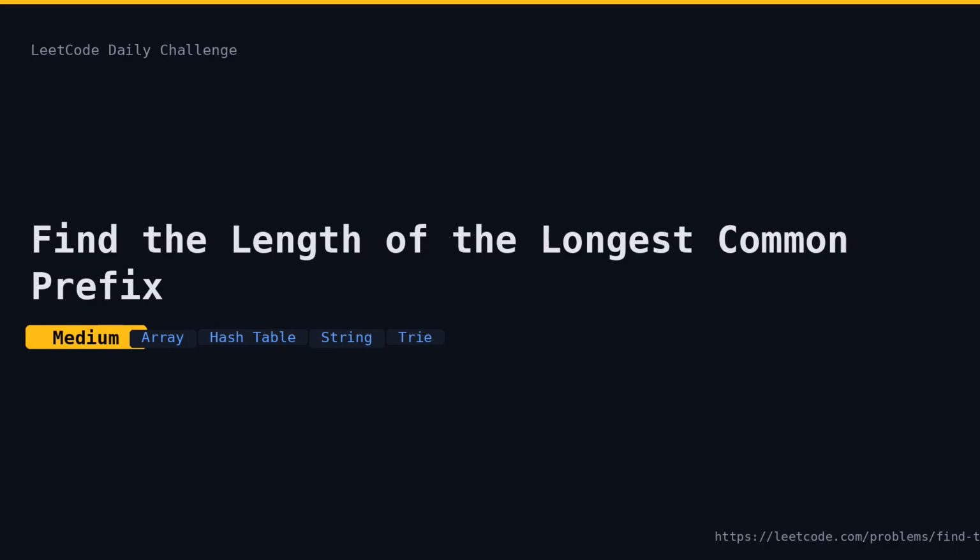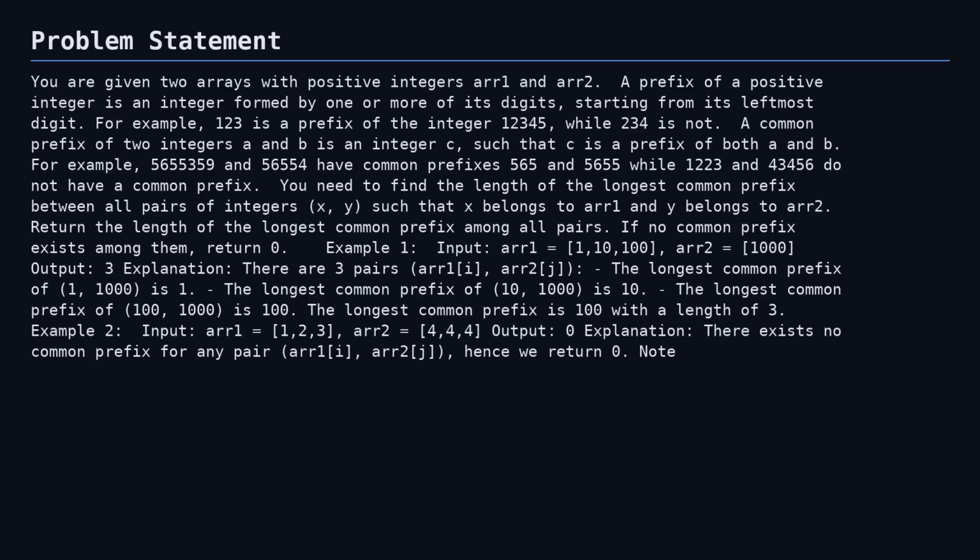Most popular problems on LeetCode. Today, we're going to solve the medium-level problem: Find the length of the longest common prefix. This problem is all about finding the common prefix among a list of strings, and I'm excited to share my approach with you.